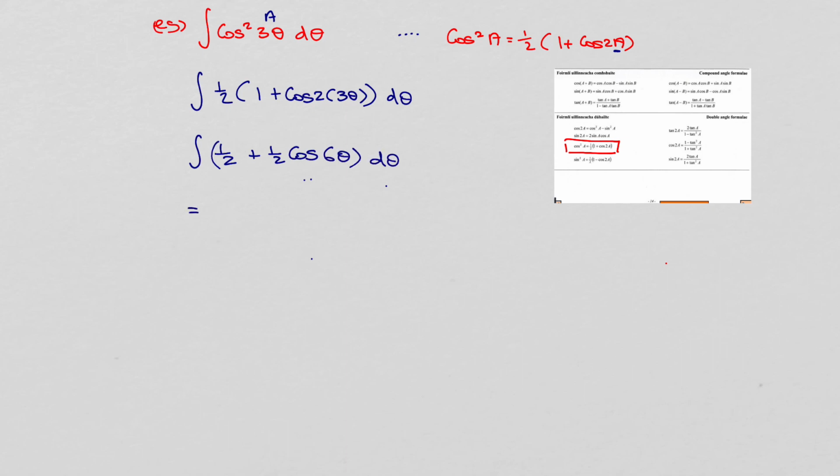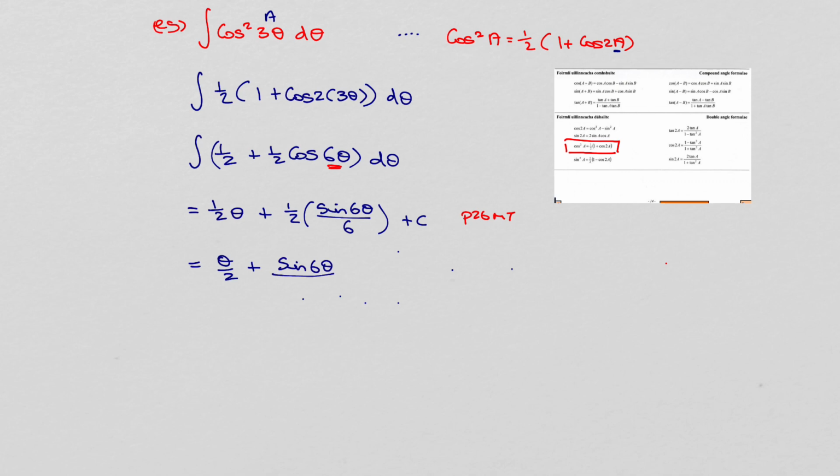If we integrate a half with respect to theta, then that's going to become a half theta. And if we integrate a half cos 6 theta, again on page 26 in our maths tables, we can see that when we integrate cos, we get sine. So that's going to be a half times sine 6 theta. And again, I must divide by the derivative of 6 theta, which is of course 6. And then there's no limits, so I must put in plus c. So that can be written as a half times theta, or theta over 2, plus sine 6 theta over 2 times 6, which is 12, plus c.